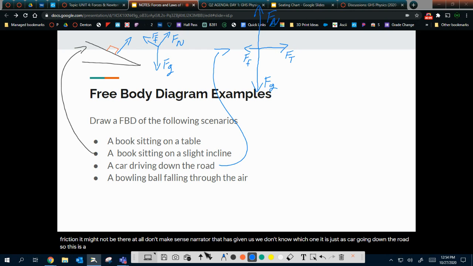So this is a pretty common one to assume, which is fine, but I want to point out that if it said a car moving with constant velocity, well then these two have to be the same size. If it said the car is speeding up, then it's definitely this situation. If it says the car is slowing down, well then thrust would have to be smaller. Everybody okay with that? All right, now the last one we have is a bowling ball falling through the air.